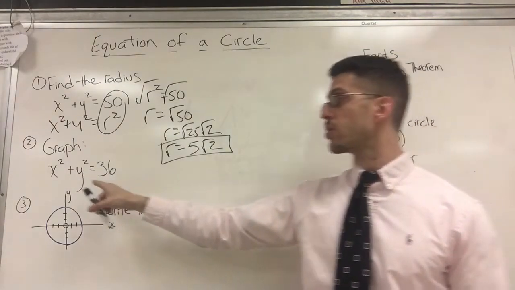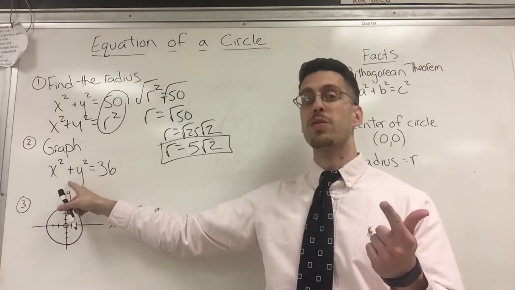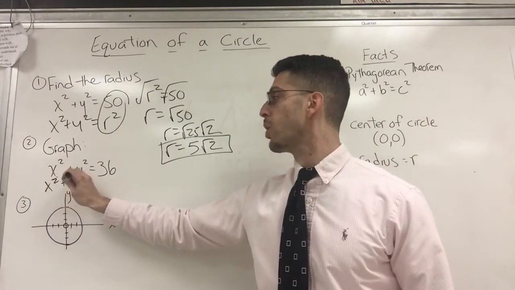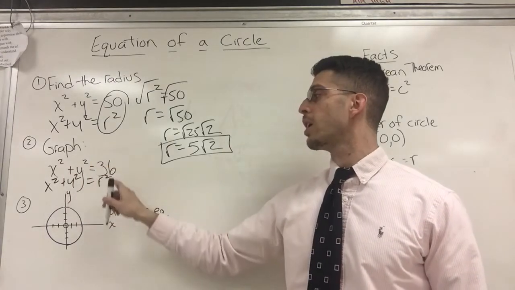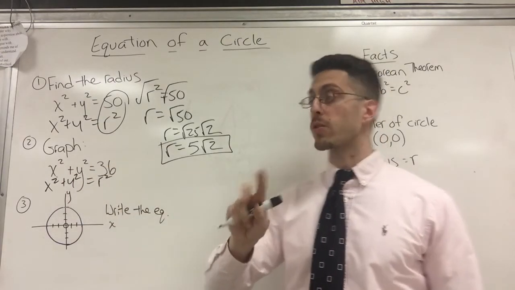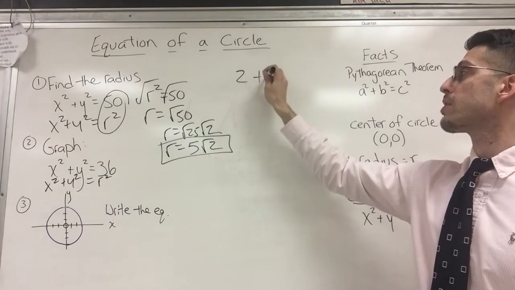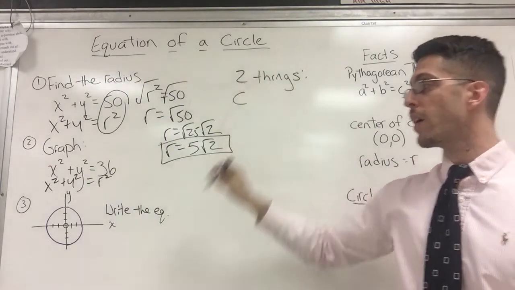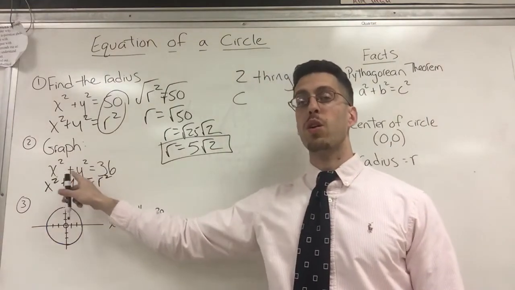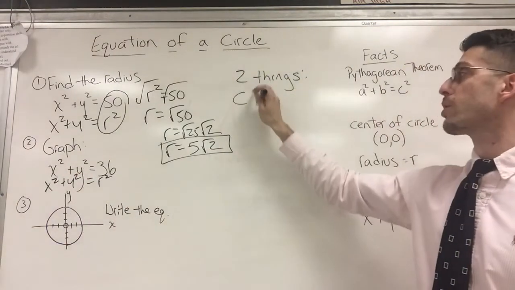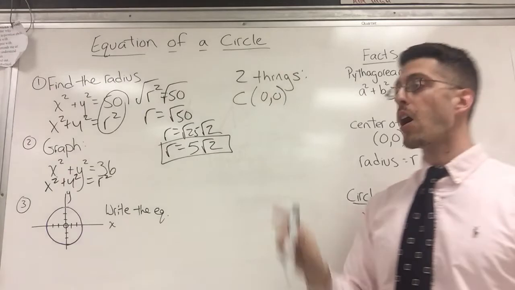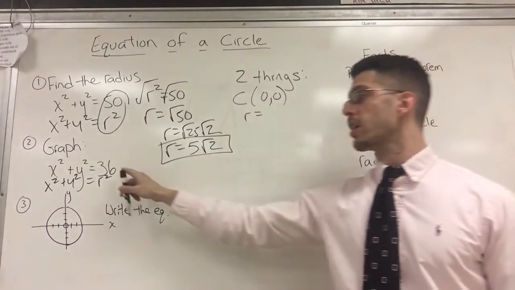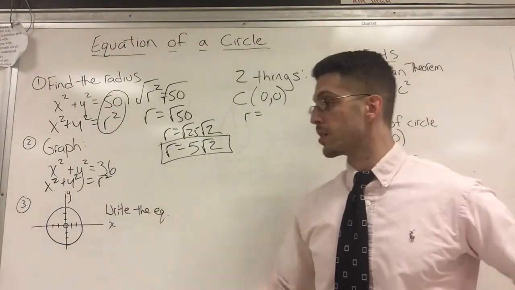Now you want me to actually graph it. So you look at this thing and you say, oh, I see an x squared and I see a y squared. I know I'm looking at a circle. X squared plus y squared equals r squared. So I need 2 facts about a circle. 2 things we need to know in order to graph. One is you need the center. And if you see x squared and y squared alone like that, you know the center is 0, 0. And the other thing you need is the radius.